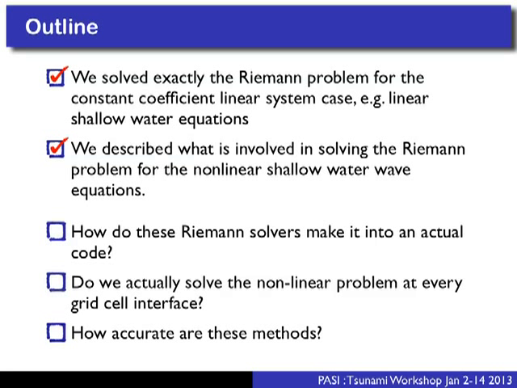So yesterday we solved exactly the Riemann problem for a constant coefficient linear system and the linear shallow water wave equations. And we described what was involved in solving the problem for the nonlinear case. Then today I wanted to say a few things about how these Riemann solvers make it into an actual code. Do we actually solve the nonlinear problem at every grid cell interface for the nonlinear, say, shallow water wave equations? And finally, something about the accuracy of these methods.